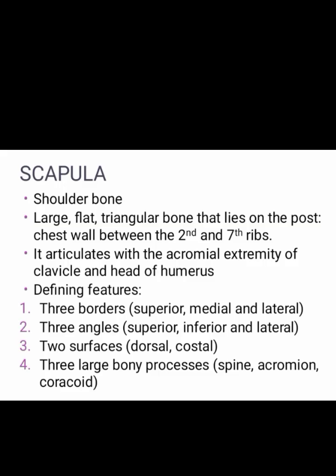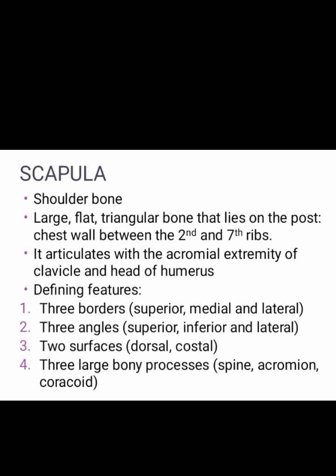Now let's move towards another bone, that is the scapula. The scapula is a shoulder bone, a large flat triangular bone that lies on the posterior chest wall between the second and seventh ribs. It articulates with the acromial extremity of the clavicle and the head of the humerus.